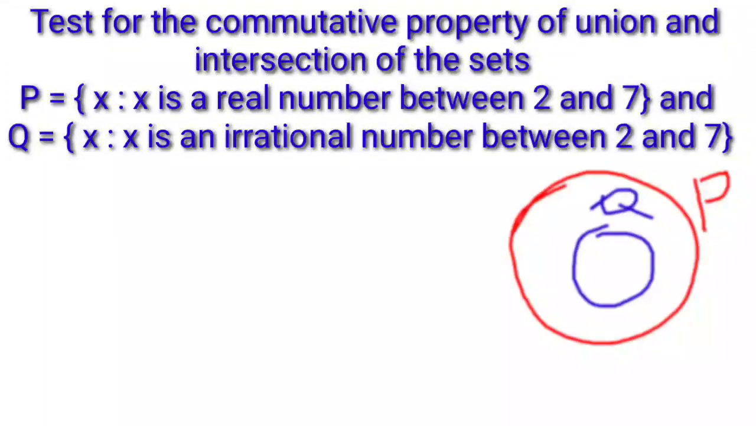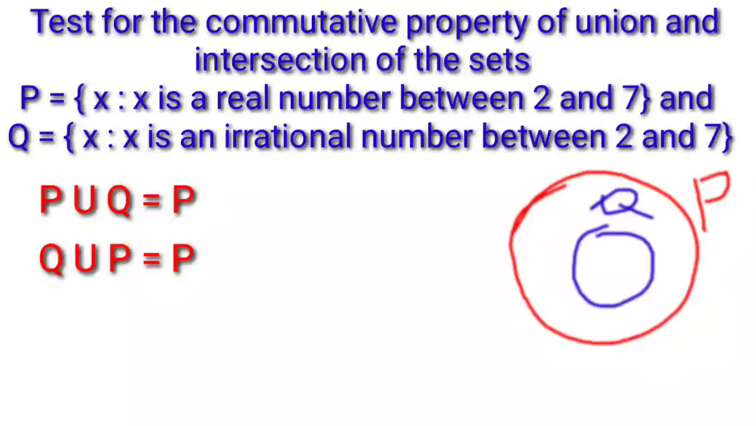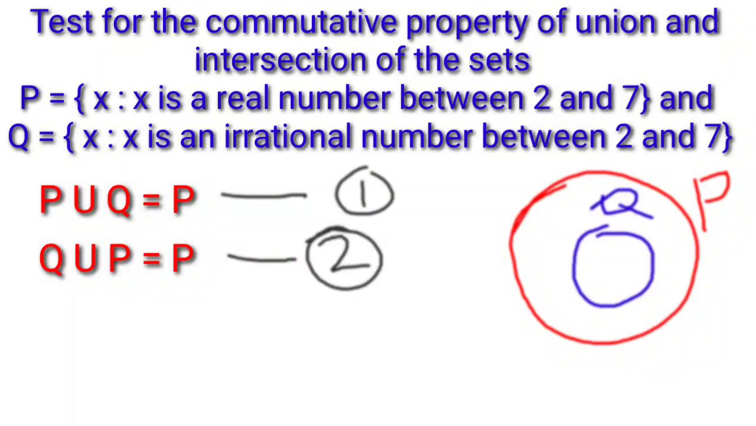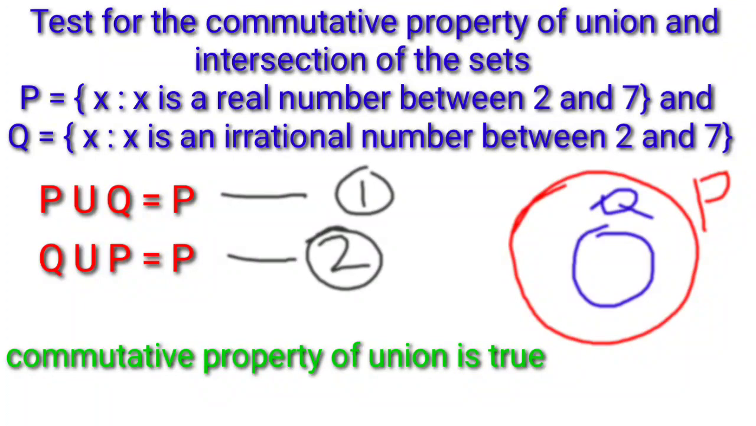So P union Q is equal to P, and Q union P is also P, because in a union we have to write the bigger set. So from equations 1 and 2, we prove that the commutative property of union of sets is true.